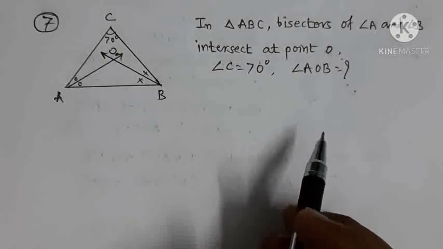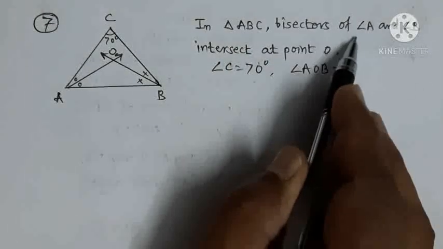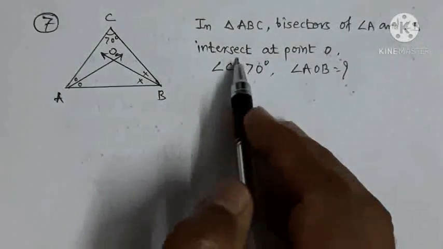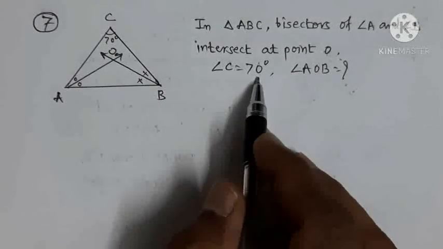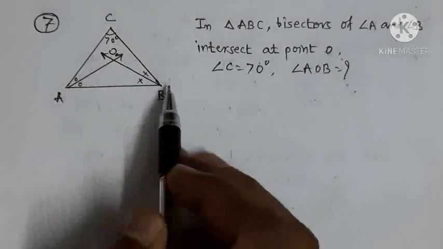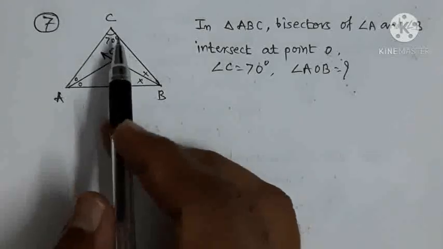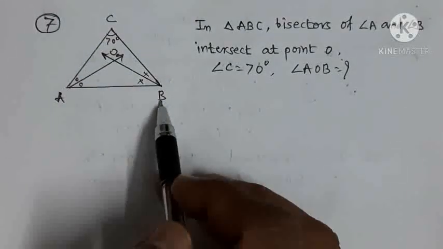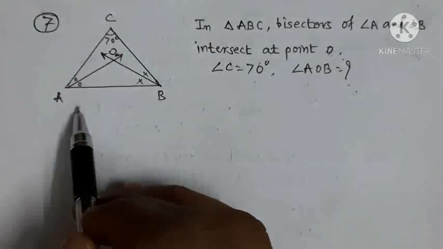Now, example number 7. In triangle ABC, bisectors of angle A and B intersect at point O. Angle C is equal to 70 degree. Find the measure of angle AOB. Here we draw this figure. Now, ray AO is the bisector of angle CAB and ray BO is the bisector of angle CBA.